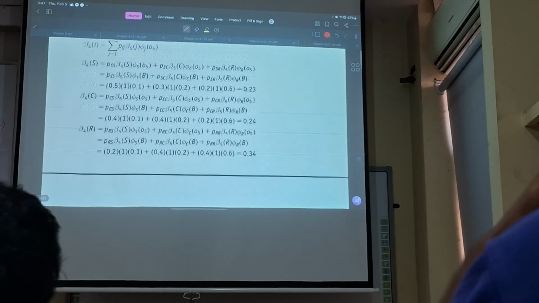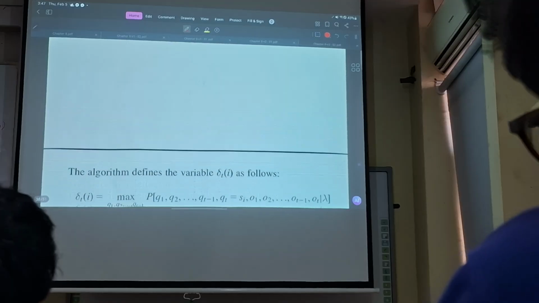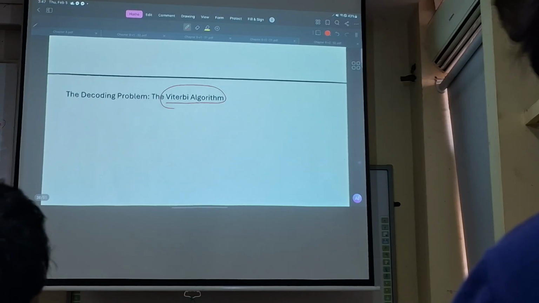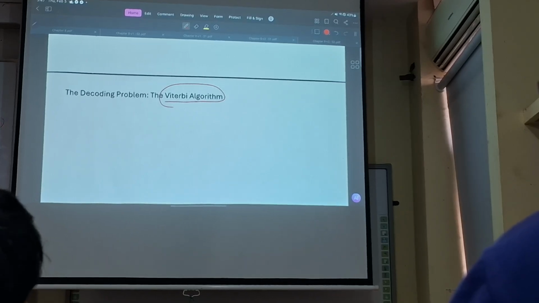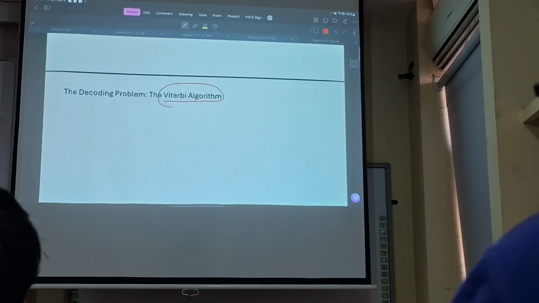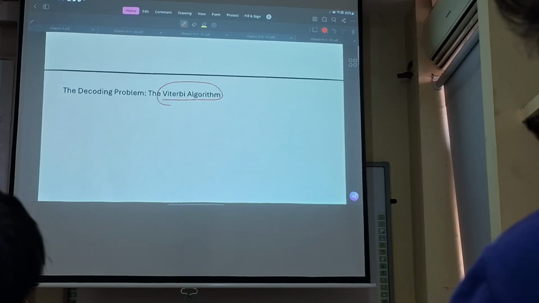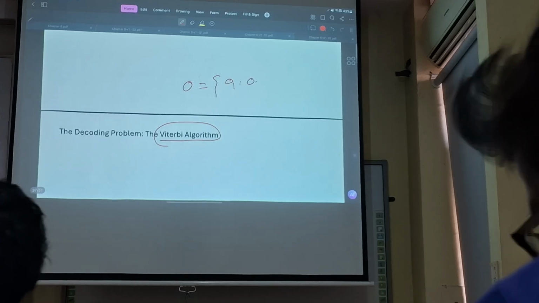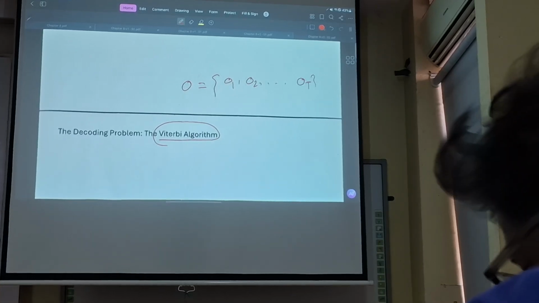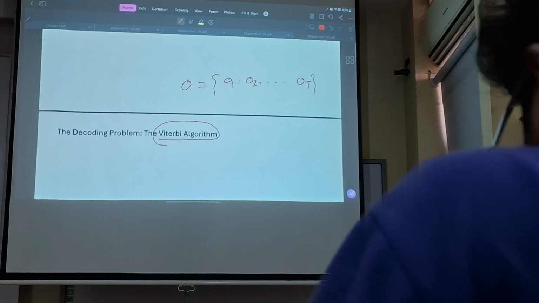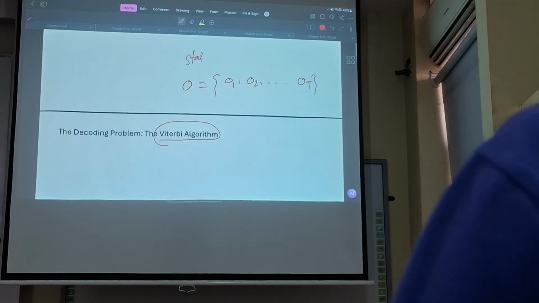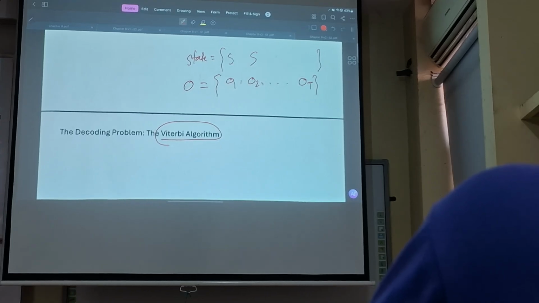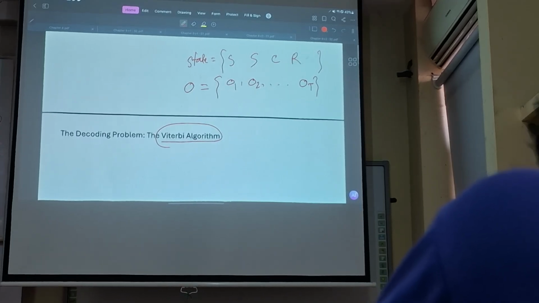The final algorithm is known as the Viterbi algorithm. We'll start with this one in the next class. What the Viterbi algorithm does is, when an observation is given, you need to find out the sequence of the states. They are physical states, for example sunny, cloudy, rain.